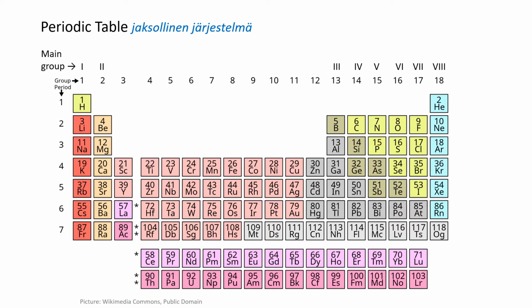Sometimes side groups are left without number and the main groups are numbered from 1 to 8. Elements in the same main group have the same number of electrons in the outermost shell and are similar in chemical properties. The chemical properties of an element are determined by the electrons of its outermost electron shell, because only the electrons of the outermost shell form bonds with other elements to form compounds.